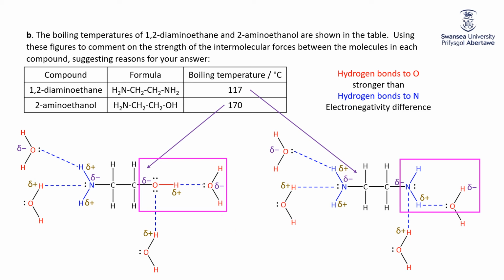Why? Because oxygen is much more electronegative than nitrogen. Seeing as how hydrogen bonds rely on polar bonds, which arise as a result of electronegativity differences, and seeing as oxygen is more electronegative than nitrogen, these hydrogen bonds will be better than those hydrogen bonds.